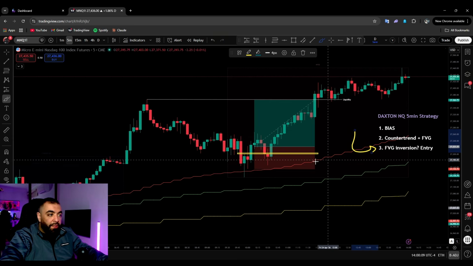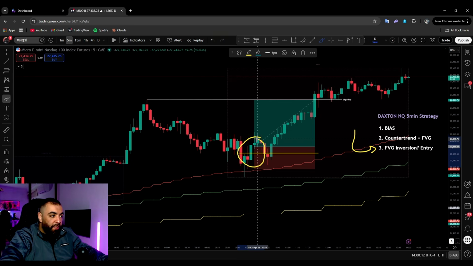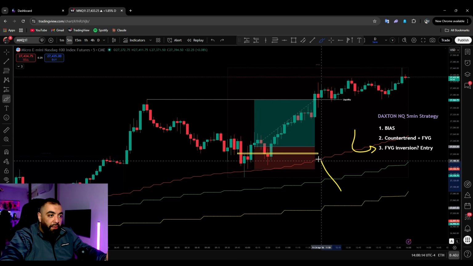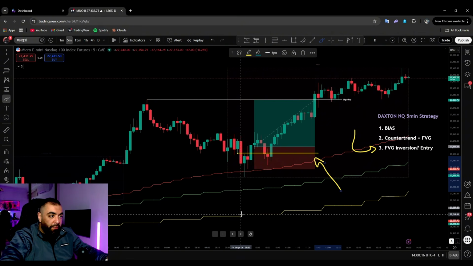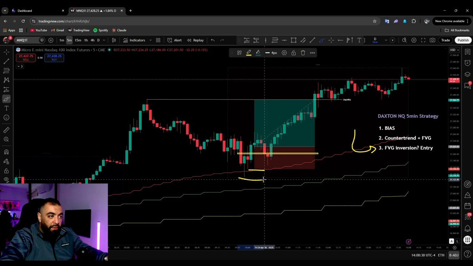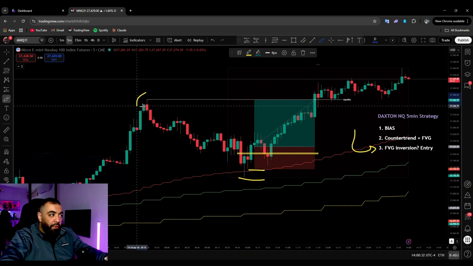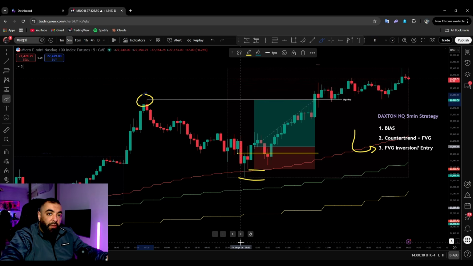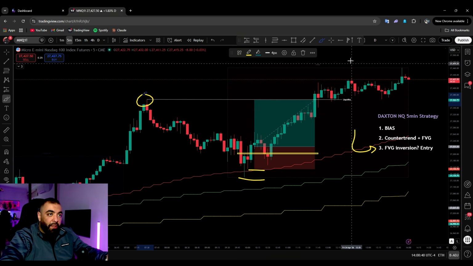And for the third step, if we inverse this fair value gap, that means here we have a bearish fair value gap. If price breaks through it and inverse it, we go in, we put our stop loss either at the previous candle or at the swing low. We target previous liquidity, or if we don't have a previous liquidity, we target 2 hours.